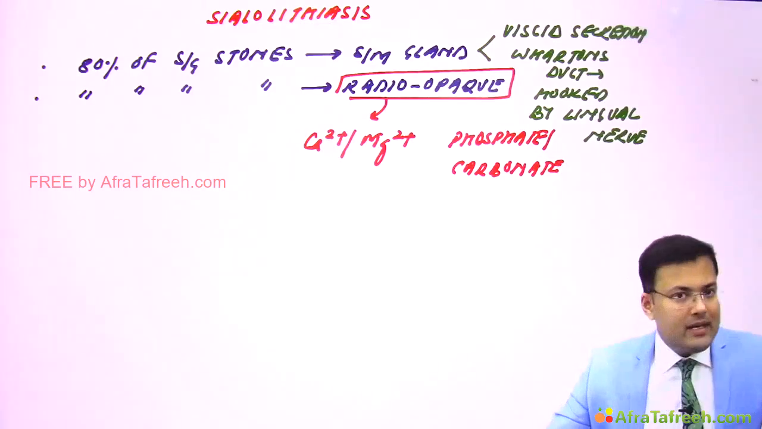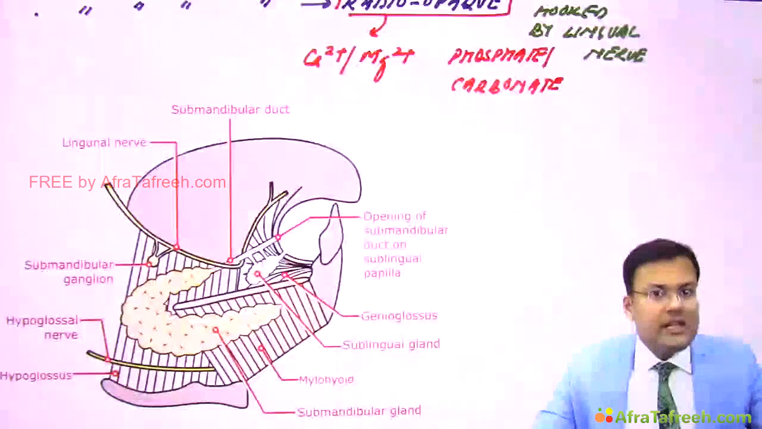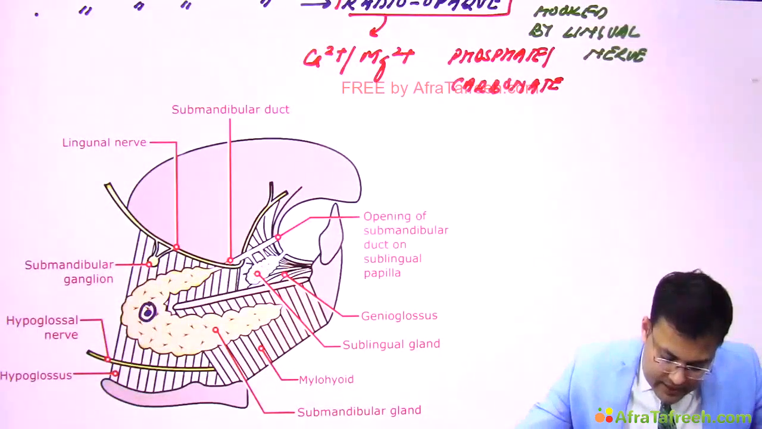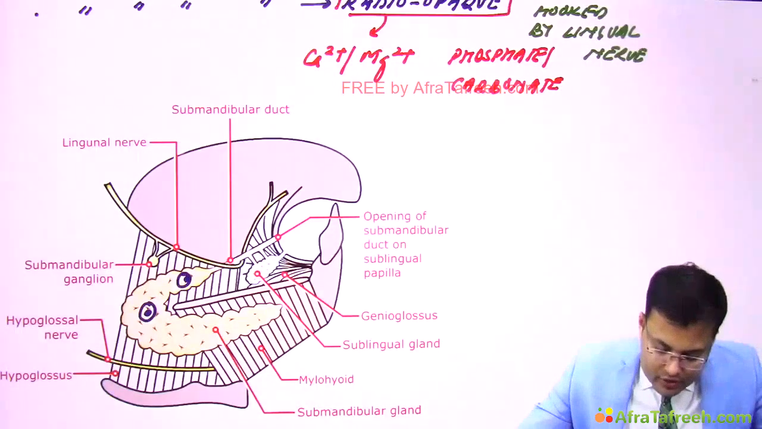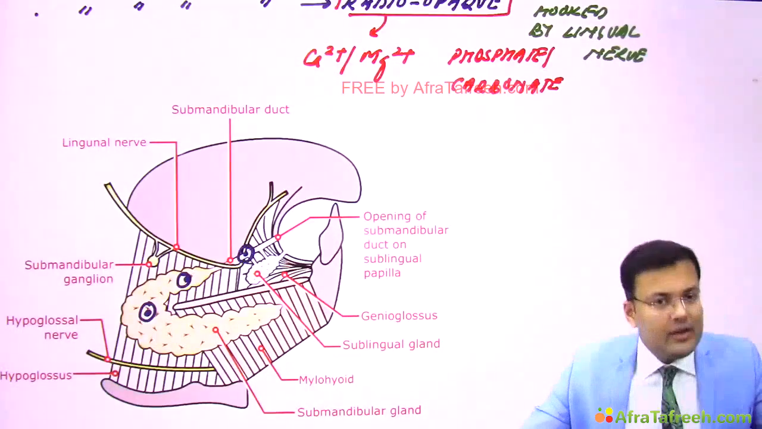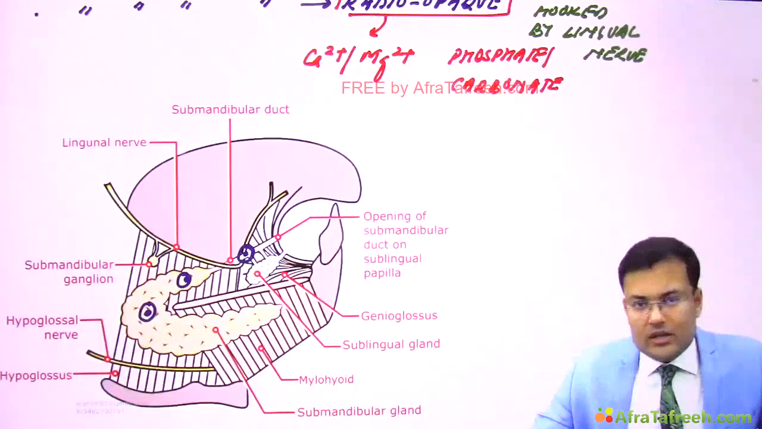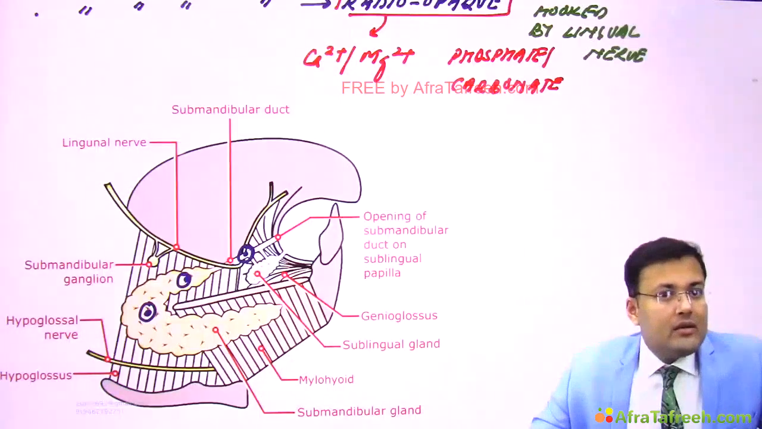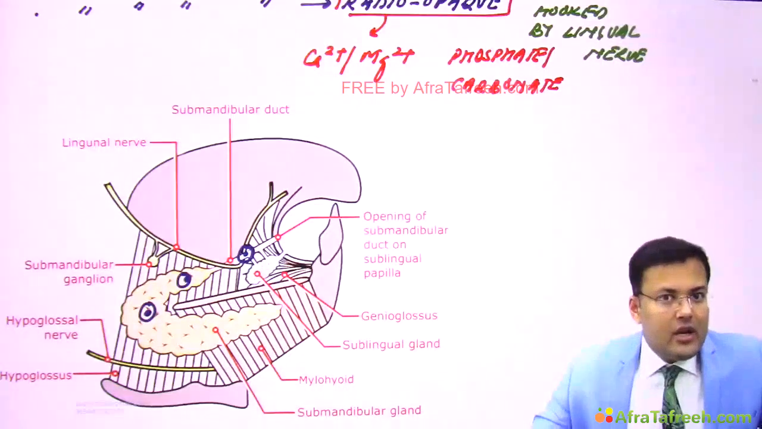Now see the anatomy and the clinical features. So this is the anatomy. The stone can occur in the gland, or the stone can occur in the duct. So anywhere the stone is, what is the problem? There is impaired drainage. The stone is going to cause obstruction to the drainage.